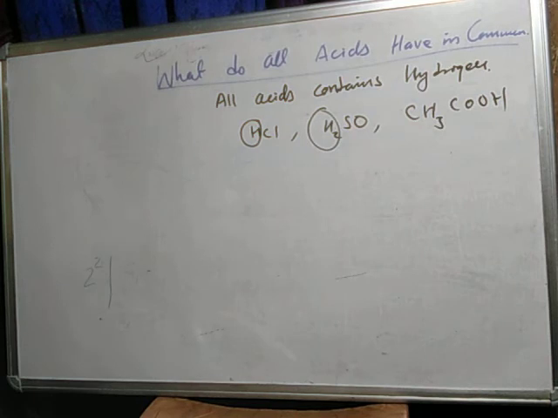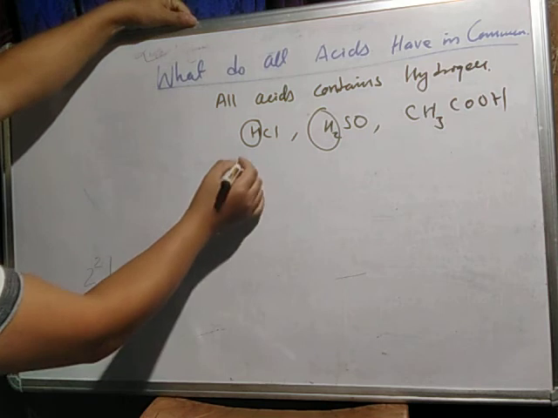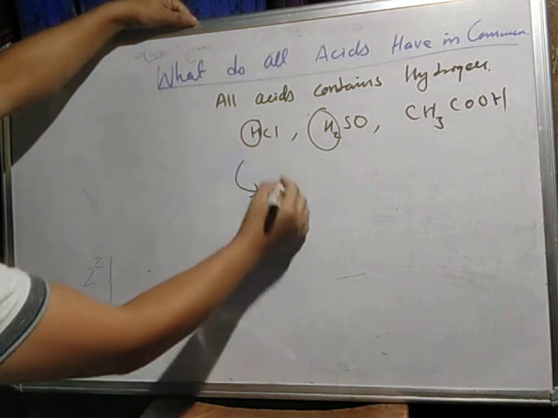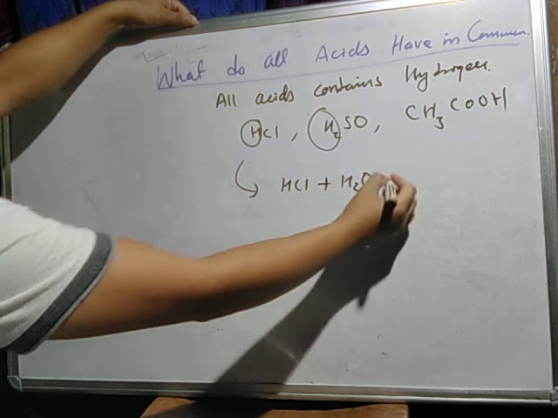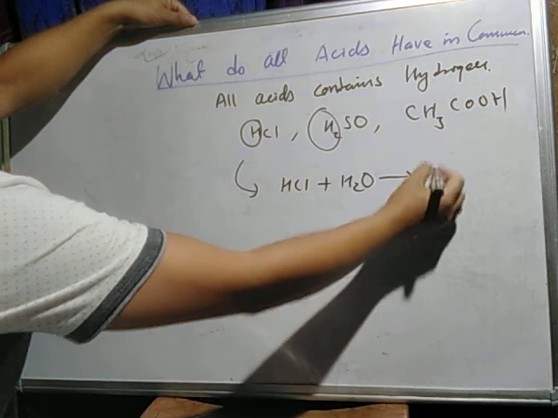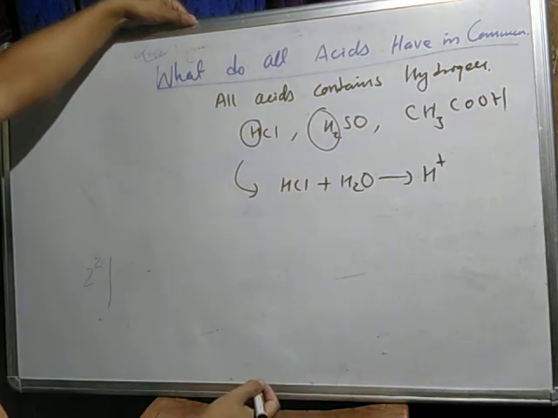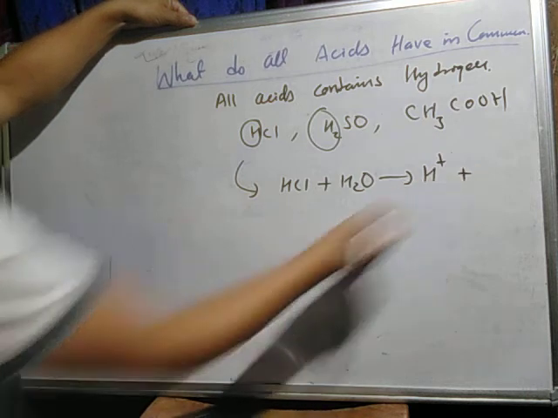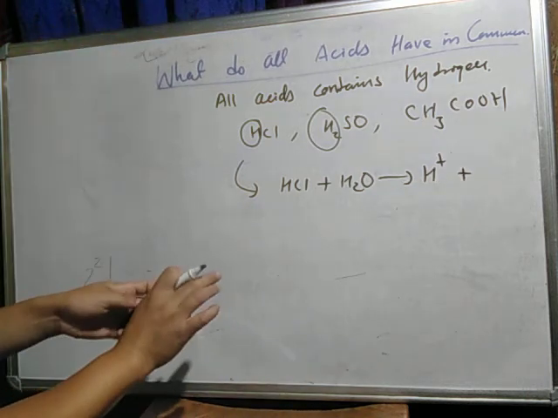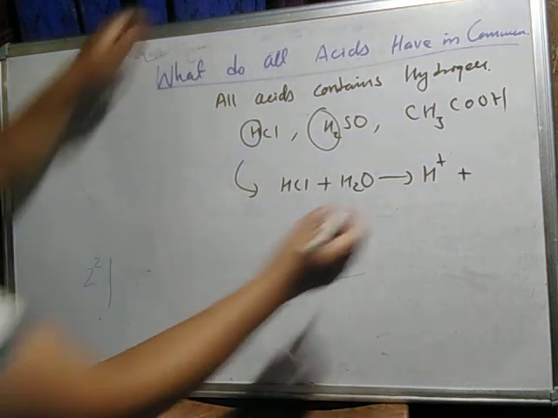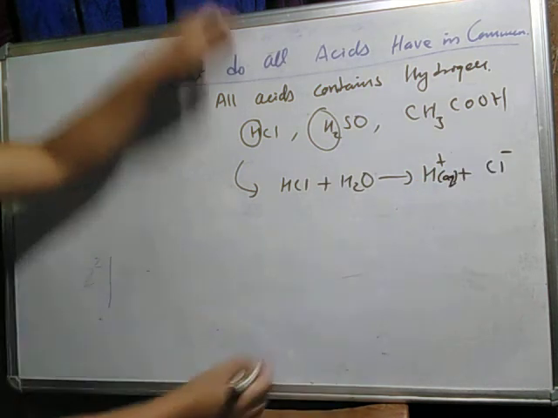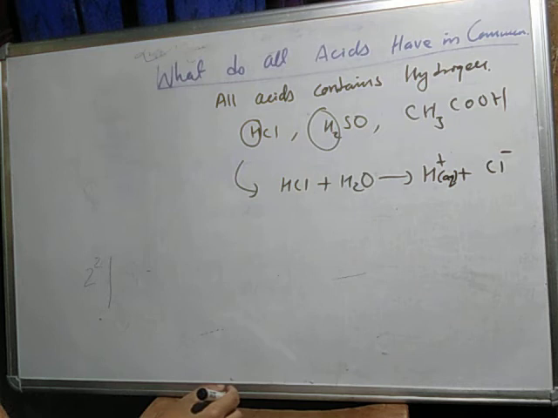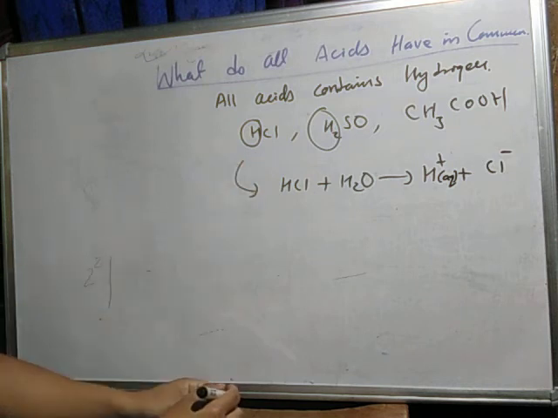So write down which is positively charged. Whenever you dissolve HCl in water, then it forms H plus ion. Okay, clear? Write this equation. H plus aqueous and Cl minus. It forms these ions whenever you dissolve the acid in water.